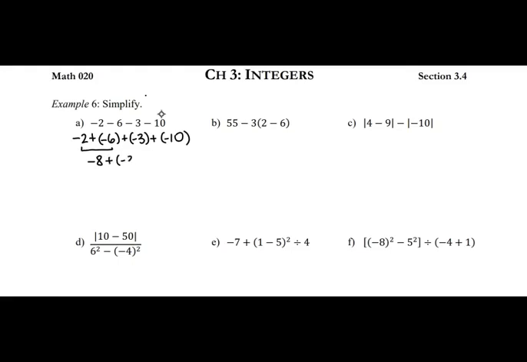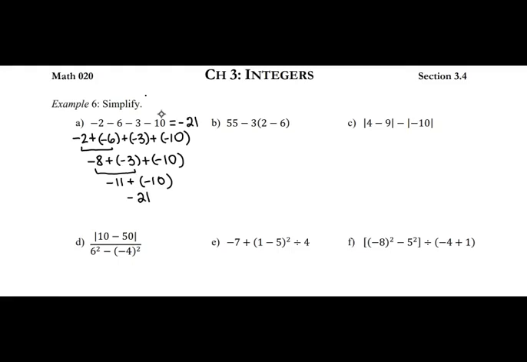Rewrite the rest of the problem. Plus -3 plus -10. And then go for the next two numbers, the first two numbers. -8 plus -3 gives you -11 plus -10. All right, this is the last set of numbers. -11 plus -10 gives you -21. The answer to the first problem is -21.